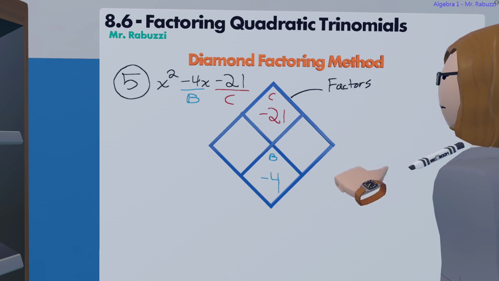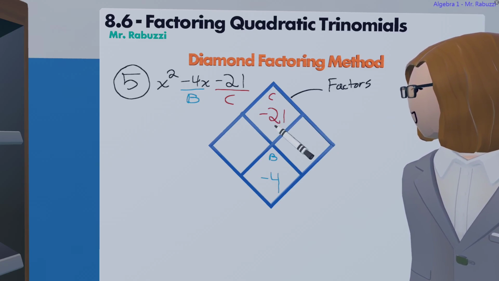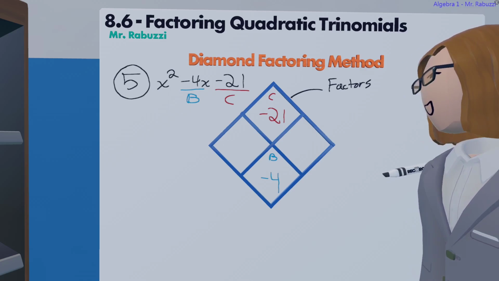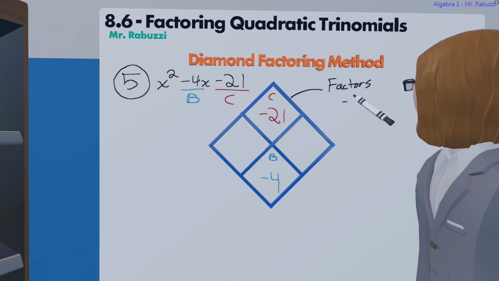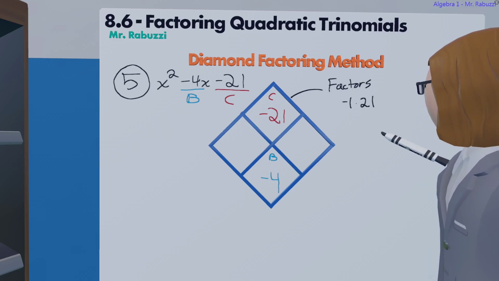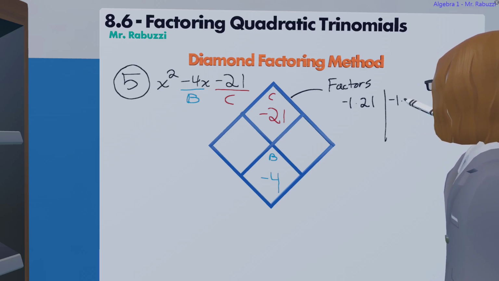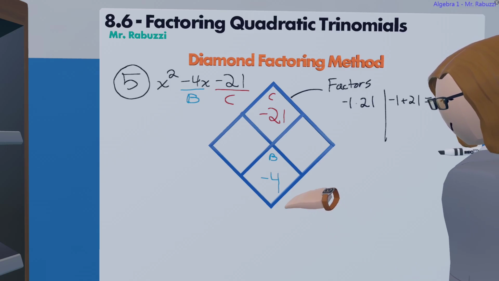Okay, what are the factors of -21? Well, if this is a negative number, each time we do a factor pair, one of our factors has to be negative. Well, so I know -1 times 21. That's true. But let's see, can I do -1 plus 21 equals -4?